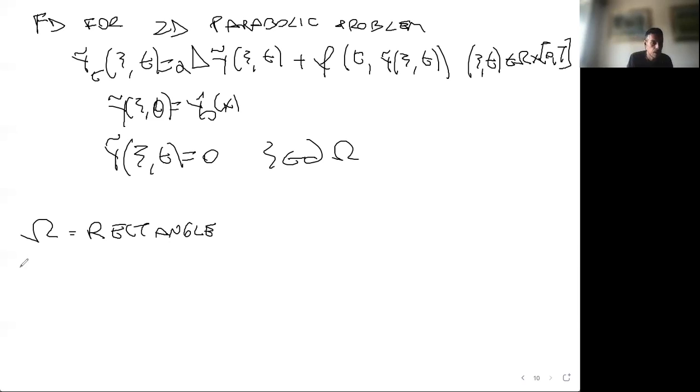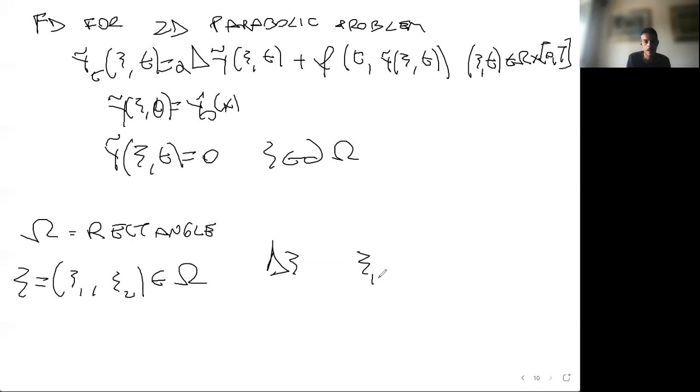Okay. ξ is given by a two-dimensional vector, ξ1, ξ2. And so we choose delta ξ fixed for both dimensions. And also we use the notation ξ_ij to define the i-th component of the first variable and the j-th component of the second variable.